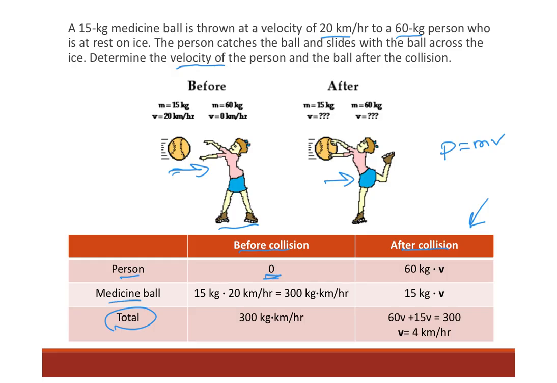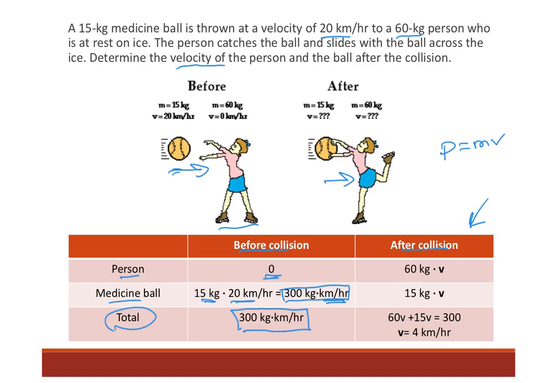The medicine ball has a mass of 15 kilograms, and it's thrown at 20 kilometers per hour. So we can multiply the mass times the velocity to get a momentum of 300 kilograms times kilometers per hour. Remember that often our unit for velocity is meters per second, but not always. With momentum problems, sometimes the velocity is going to be in less common units than meters per second, like in this case, kilometers per hour. So our total momentum for the system before the collision is 300 kilograms times kilometers per hour.